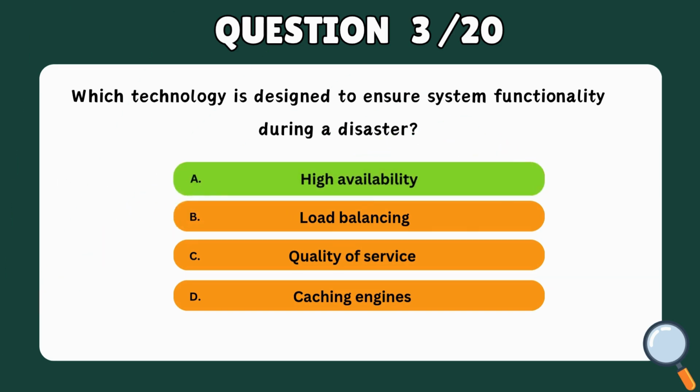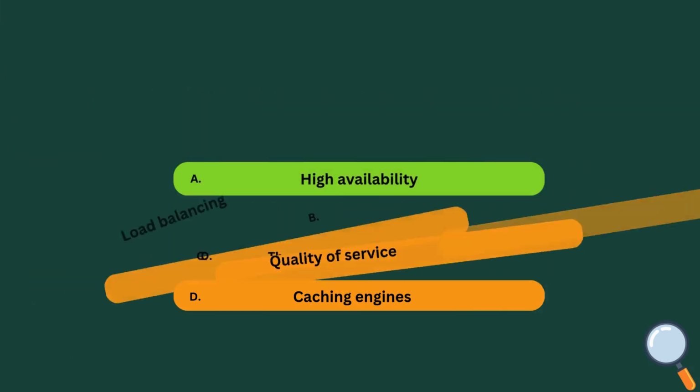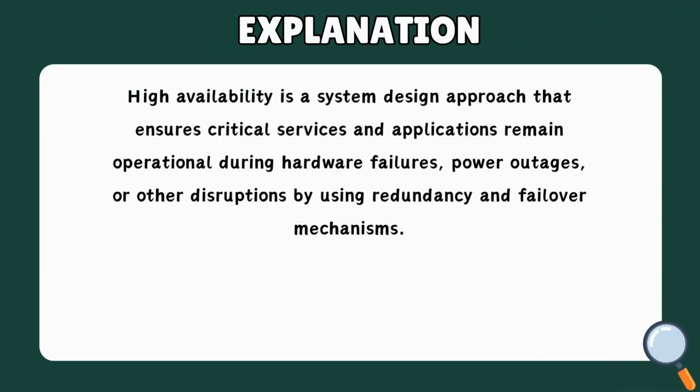Correct answer, A. High availability. High availability is a system design approach that ensures critical services and applications remain operational during hardware failures, power outages, or other disruptions by using redundancy and failover mechanisms.